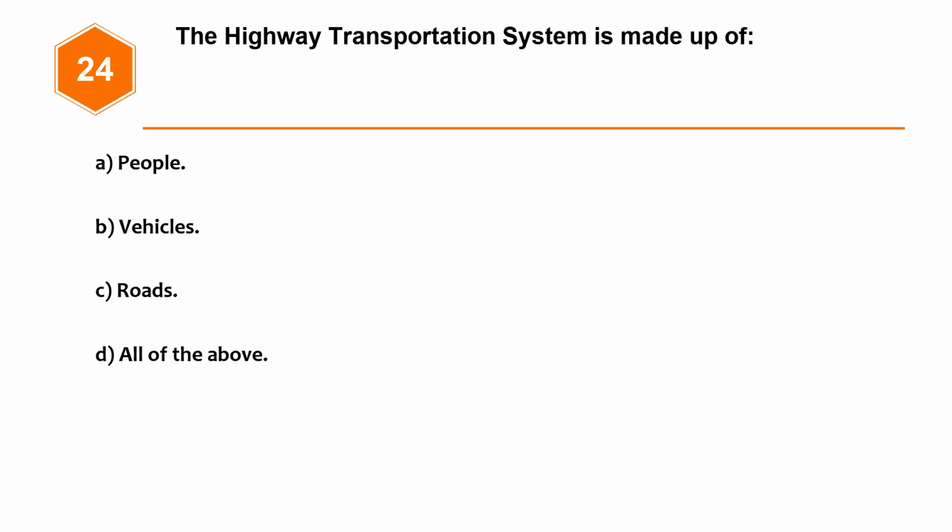Question 24. The highway transportation system is made up of Option A, people. Option B, vehicles. Option C, roads. Option D, all of the above.